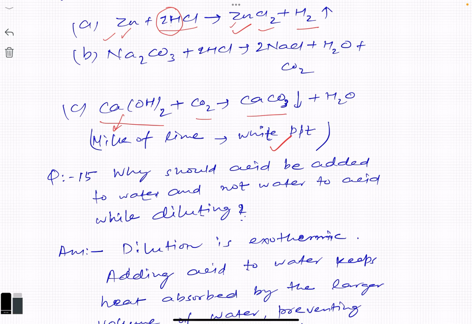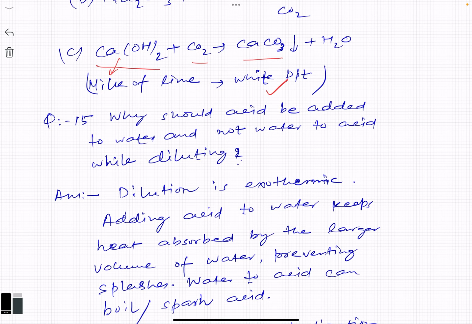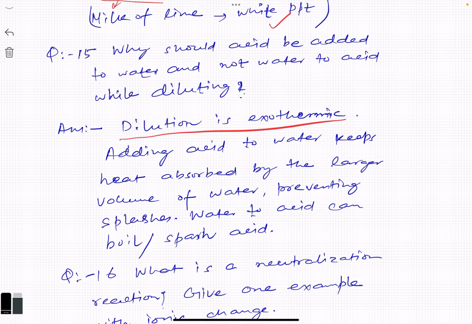Question number 15: why should acid be added to water and not water to acid while diluting? The answer is dilution is exothermic. Adding acid to water keeps the heat absorbed by the larger volume of water, preventing splashes. Adding water to acid can make it boil or splash the acid.